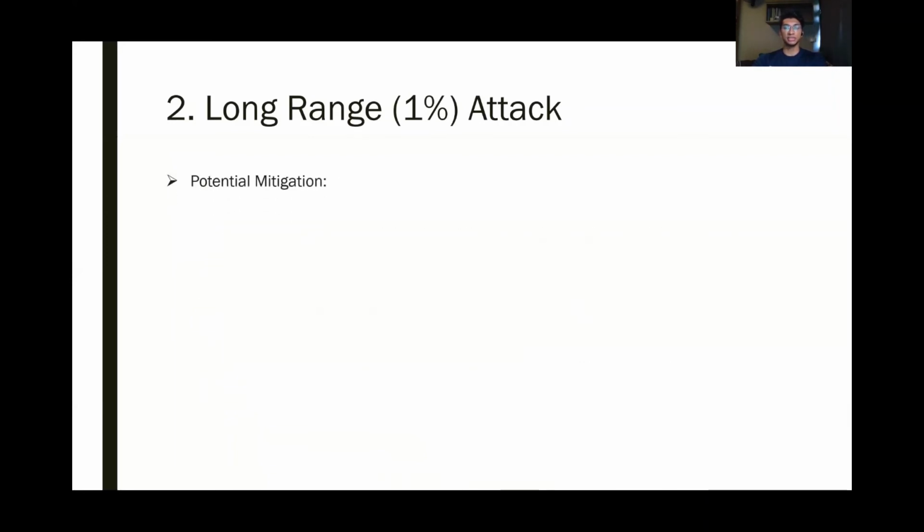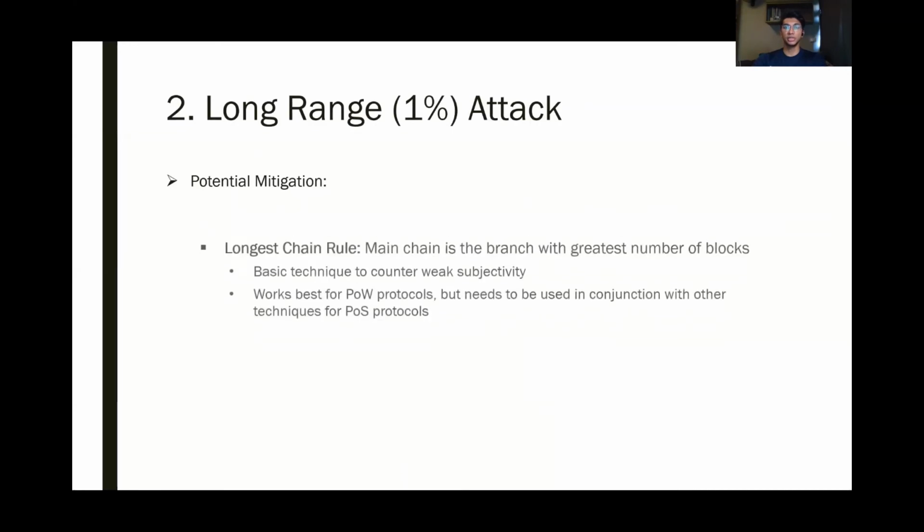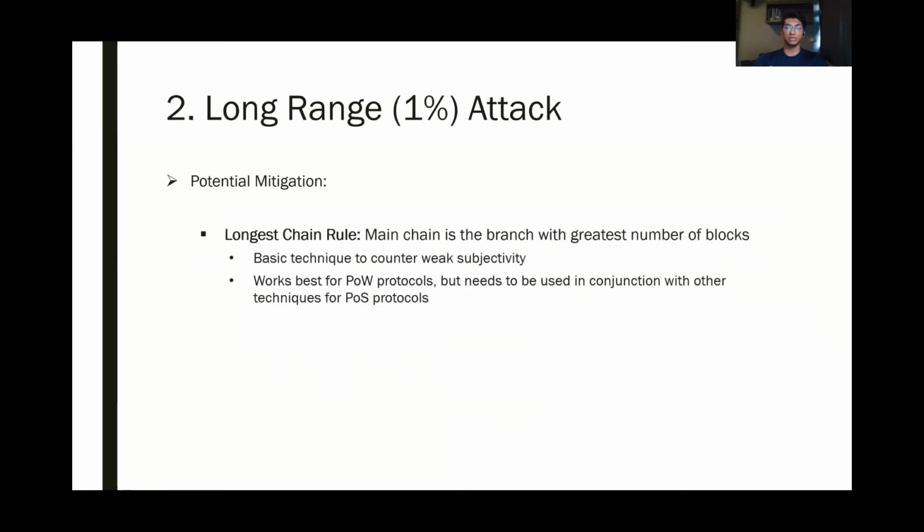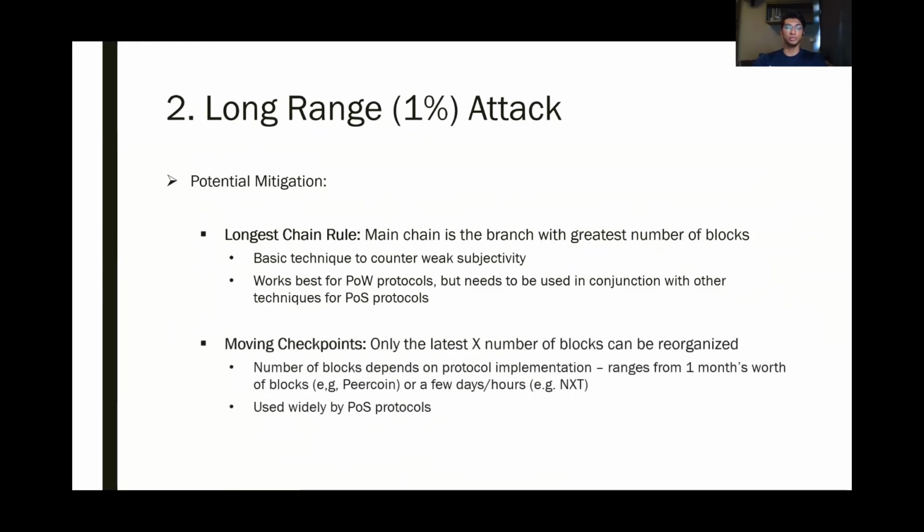Some potential mitigation strategies for long-range attacks would include implementing the longest chain rule to counter weak subjectivity. Although this works best for POW protocols, it can be used in conjunction with other techniques to make it a viable solution for POS protocols. Another solution would be moving checkpoints, where only the latest X number of blocks can be reorganized. Depending on the protocol, it could range from 1 month in cryptocurrencies like Peercoin to as short as a few hours in NXT. This solution is actually widely used by existing POS protocols.